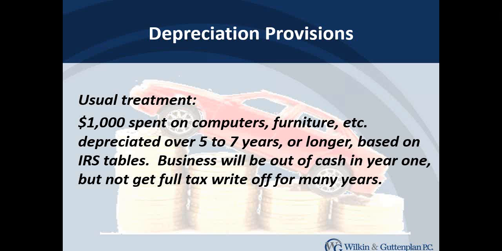So as this example shows, if we spent $1,000 on computers, we're not going to be able to take that $1,000 expense in the year of purchase. We would instead have to spread it out over 5 to 7 years. So the business will be out of cash in year 1, but they're not going to get the full benefit for several years. The other piece with depreciation that we have to keep in mind is that in order to be eligible to even claim a depreciation expense, that asset physically has to be placed in service by the end of that tax year.